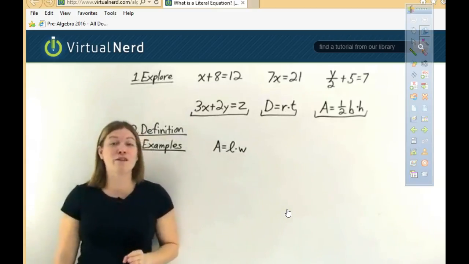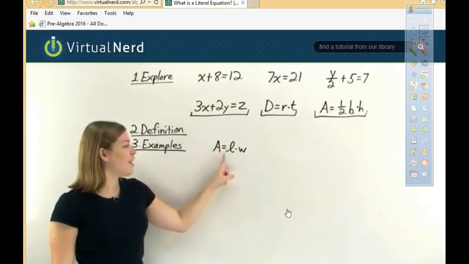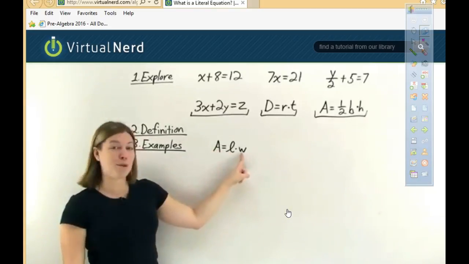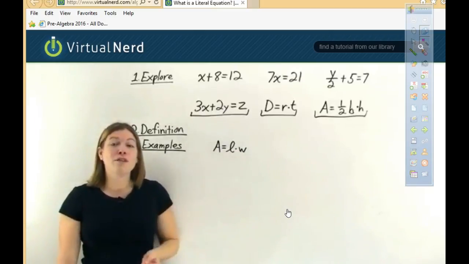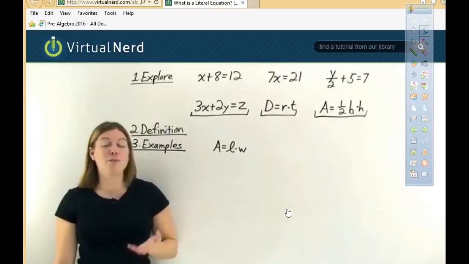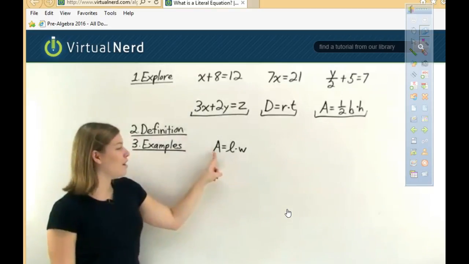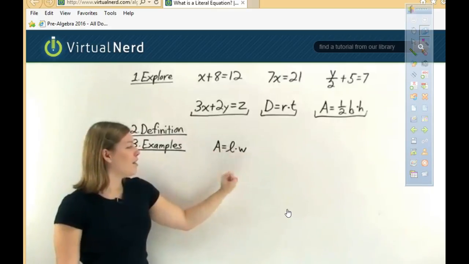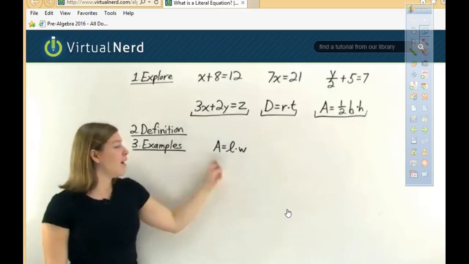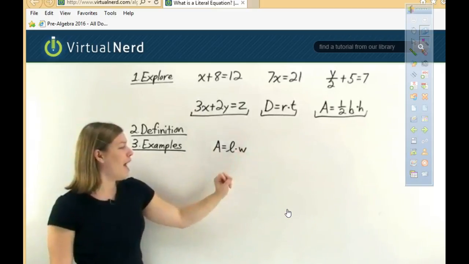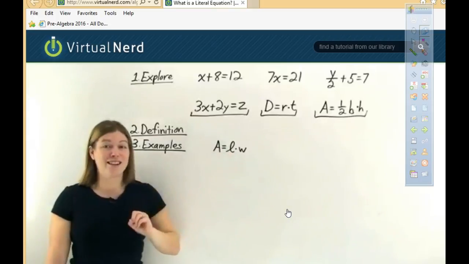This is actually the formula for the area of a rectangle. In this formula, A stands for the area, L stands for the length, and W stands for the width. Now, usually with formulas, we're given values for some of the variables, and we need to solve for the unknown variable. So say here we were given the area and the width, but we were missing the length. Well, in that case, we could plug in the values for the variables that we had, and then solve for the unknown variable, like L.